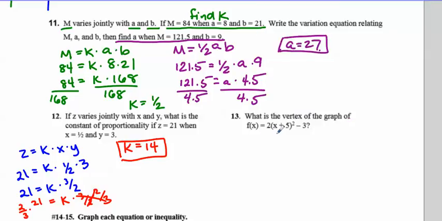Okay, problem 13 is a quadratic equation in vertex form. So remember, vertex form is a times x minus h squared plus k. So because of the minus in the formula, the h is actually the opposite of this number. And then the k is the same as this number. So your vertex, h, k, is -5, -3.